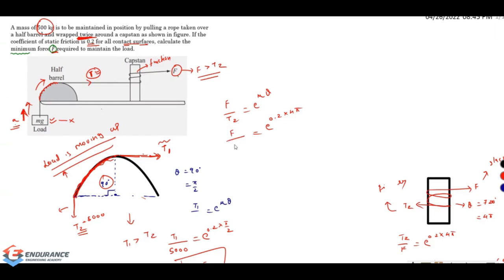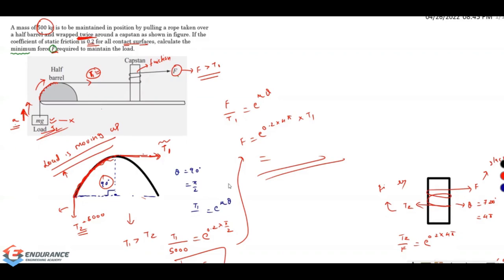I'm sorry, it is F by T1, not T2. I'm very sorry. In this case, this is T1, this is T2. T1, I have not calculated yet. No problem, take this and substitute it here. F is equal to e to the power of 0.2 times 4 pi, into T1. You will get F, and this F is going to be much, much greater than the load which I applied. What is the answer? Just calculate it and get it.